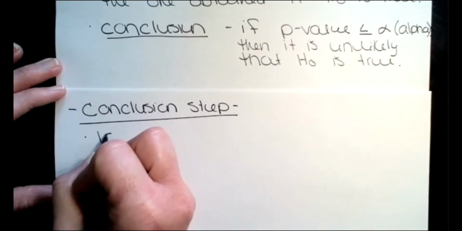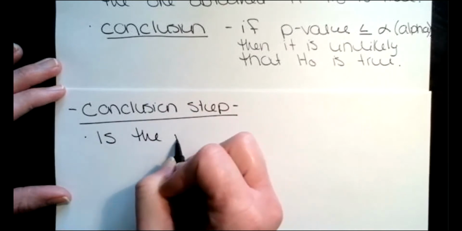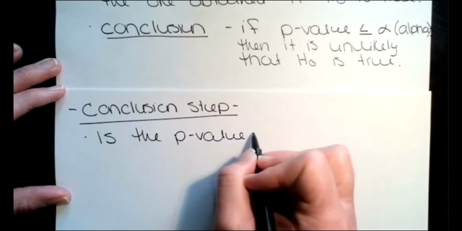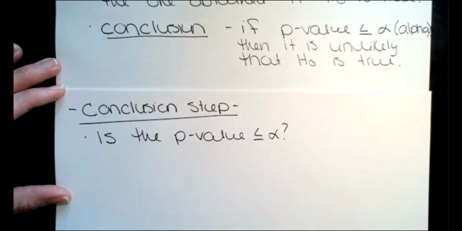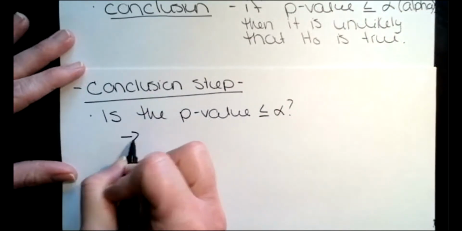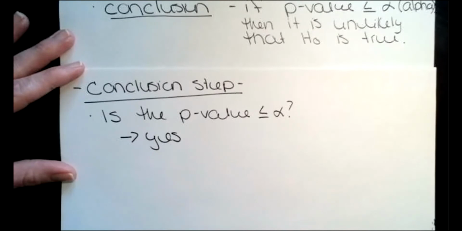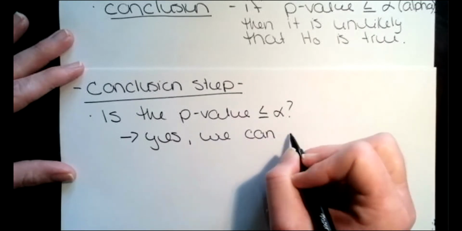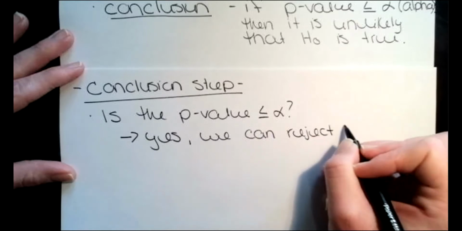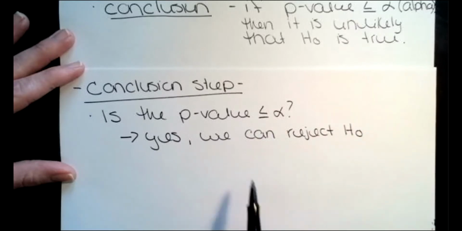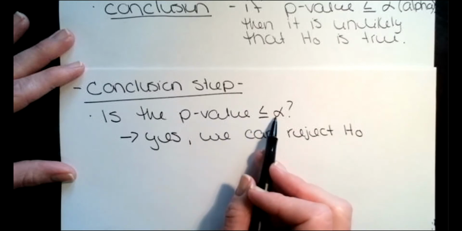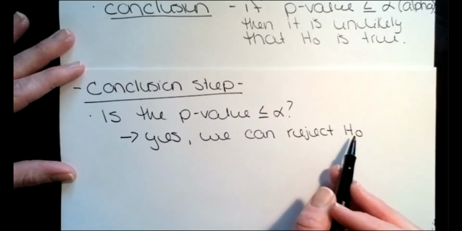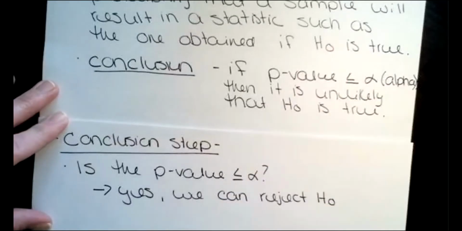So that's my first thing. So is the p-value less than or equal to alpha? Right? And I have two ways of answering this question. So I can answer it with a yes or a no. So if I answer it with a yes, then we say we can reject our null hypothesis. So if my probability is small, smaller than alpha, then we're rejecting the null, meaning we're saying the null probably is not true. Okay.